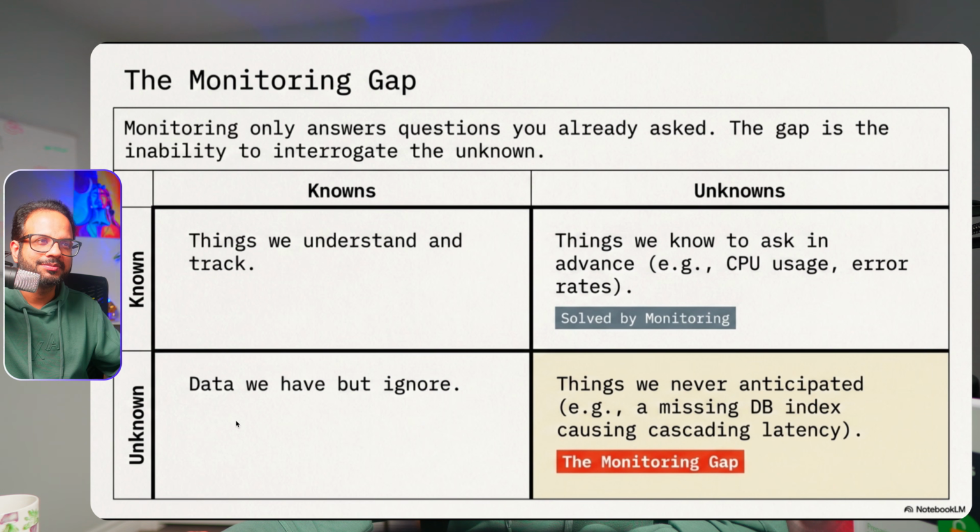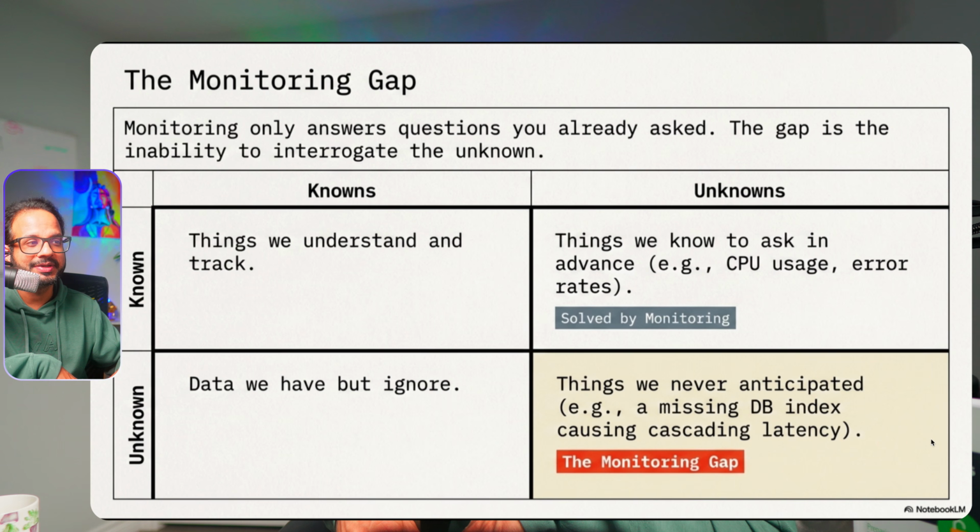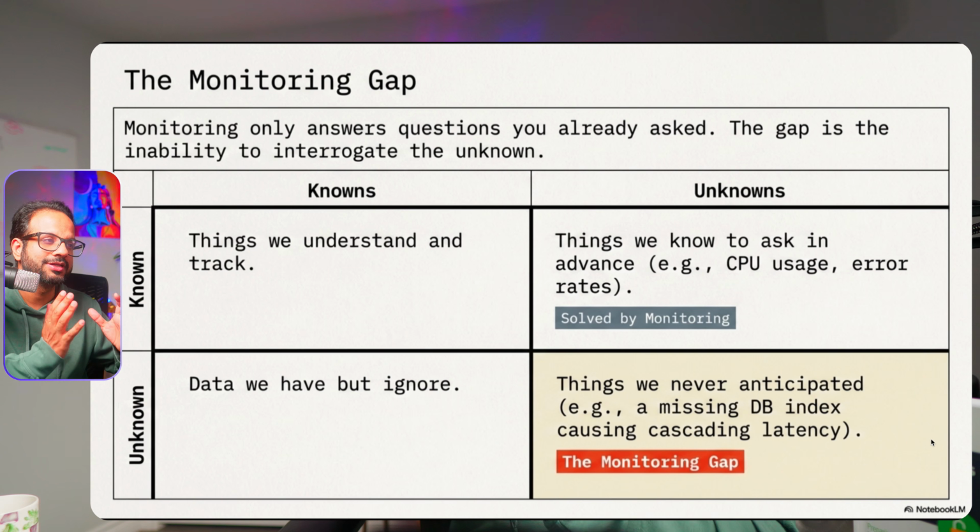And then there are some unknown knowns. That means we have the data for it, but we ignore those things. And unknown unknowns are things that we never anticipated. For example, a missing DB index that could cause cascading latency. That's actually the monitoring gap over here. Something that we have never faced before, we are not actually monitoring it because we have not really benchmarked any metrics for that. And that is an important thing to understand.